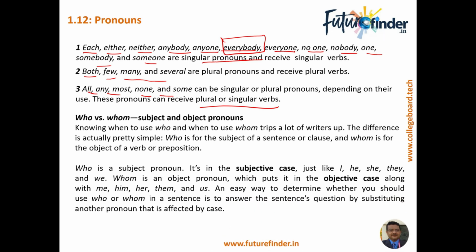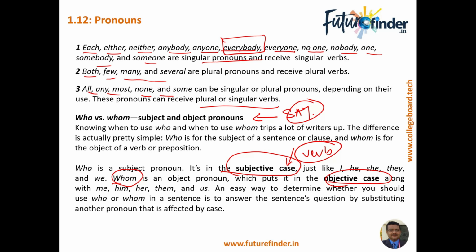Now we come to who versus whom. This is a very pet question for the SAT. We have taken it separately because the SAT asks this kind of question. Who is a subject and is used in the subjective case, right? Always this would come before the verb. Whatever is happening, this should come before that, and whom has to be put in the objective case, along with what? Me, him. We have already seen that in the personal pronouns, right?